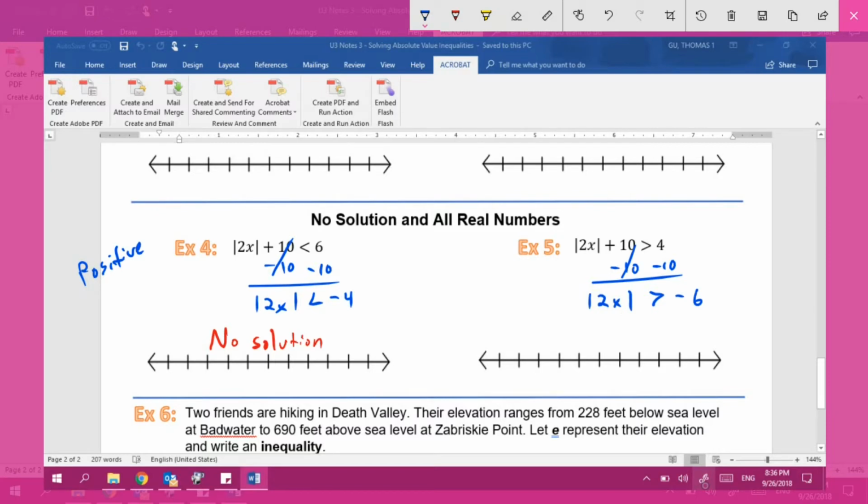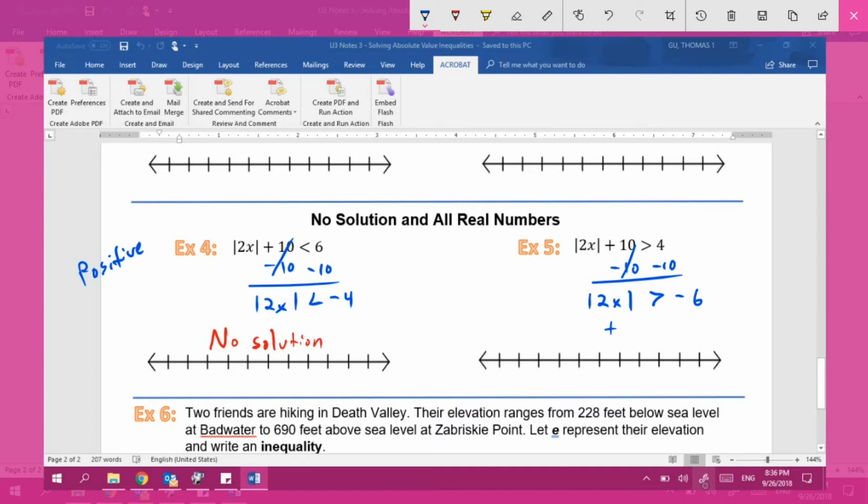But wait a second here. This says that the absolute value of 2x is greater than negative 6. Any absolute value number, no matter what number I pick for x, is going to come out positive, right? So if this side is positive no matter what x I choose, that's always going to be greater than a negative 6. It's always going to be greater than any negative number.